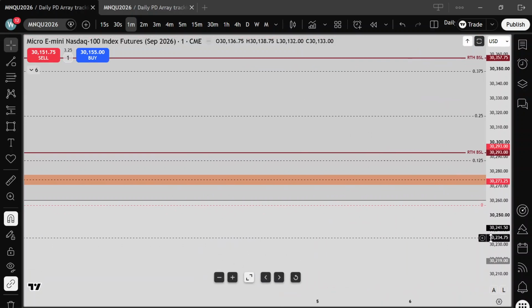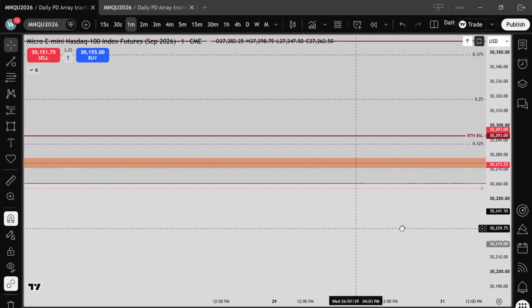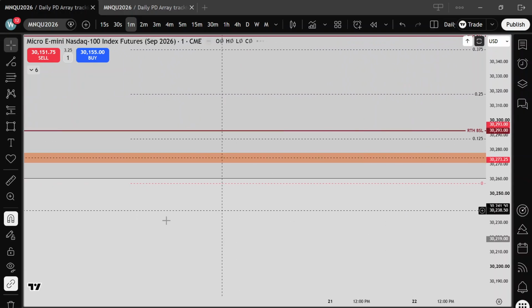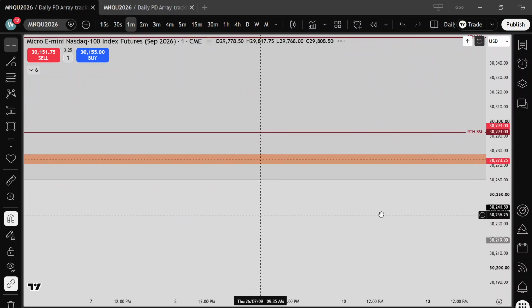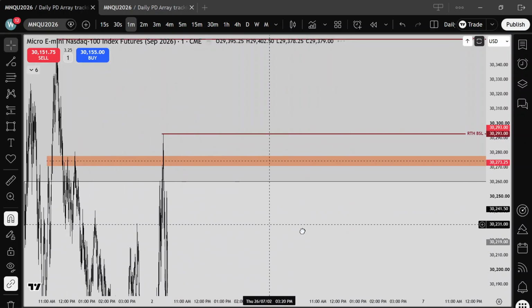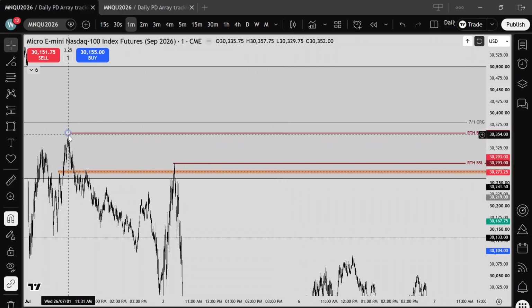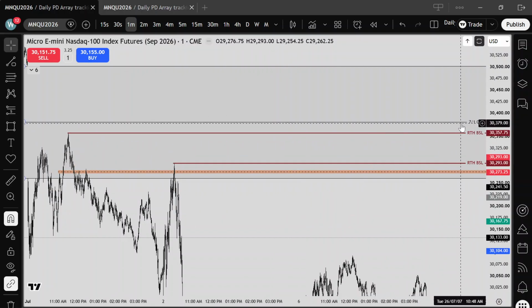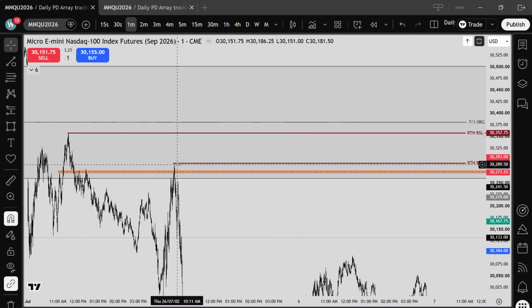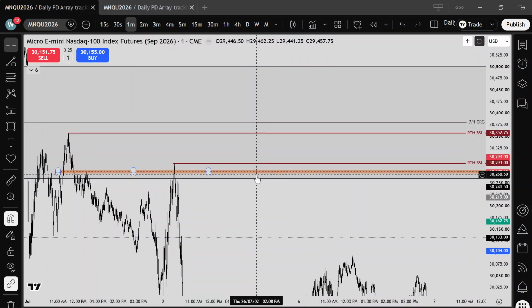above the lower quadrant, other than that one time. We got one time up into this lower quadrant, have never made it to consequent encroachment, failed to get it here, inversion fair value gap.